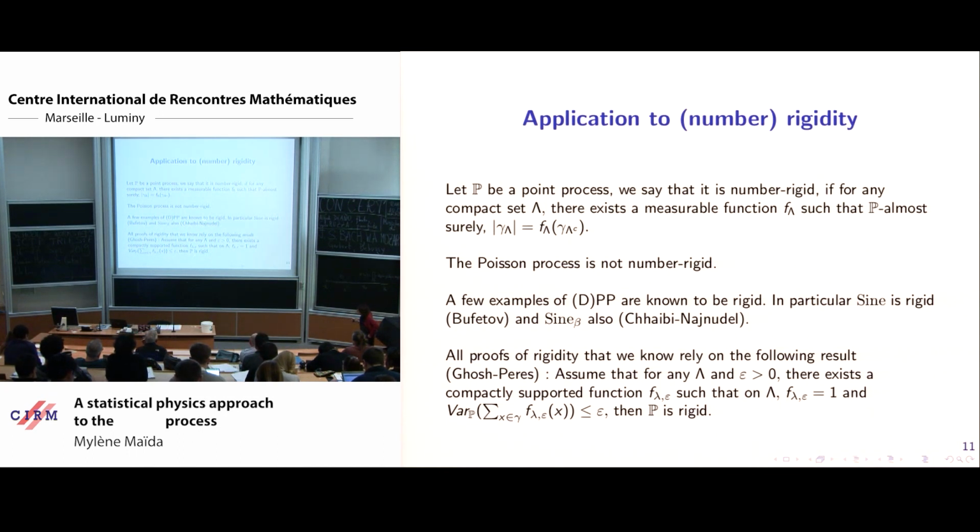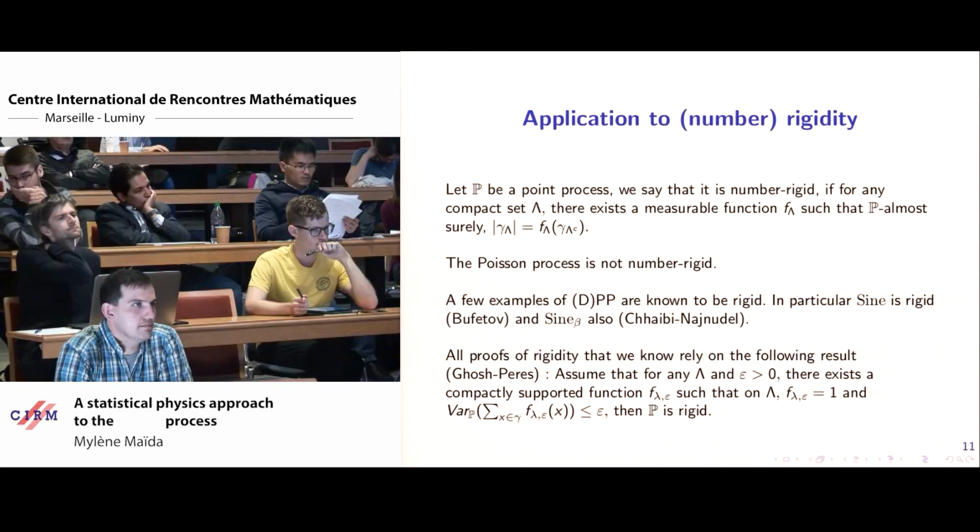So of course, for determinantal point processes, we have nice tools to compute 2-point correlations or variance. Okay, but for sine beta, Chhaibi and Najnudel have a very nice and short paper showing the rigidity, but it relies on previous papers with a complicated, let's say, representation-theoretical computation of moments of the sine beta.